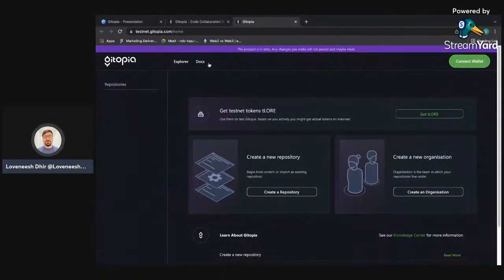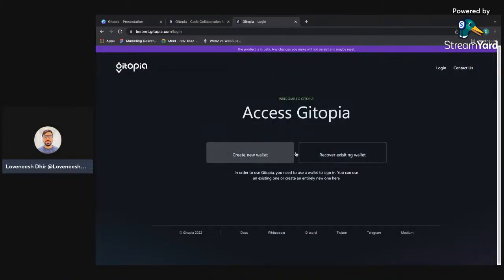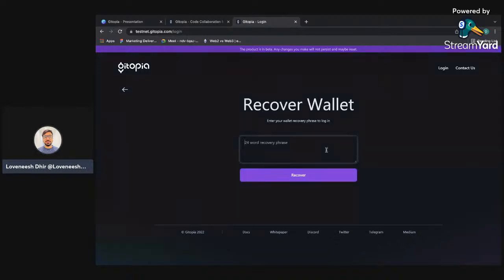You can go to the try our testnet page and connect your Gitopia wallet. You can either create a new wallet or recover an existing wallet. A wallet comes with a 24-word recovery phrase. So let me recover my wallet.